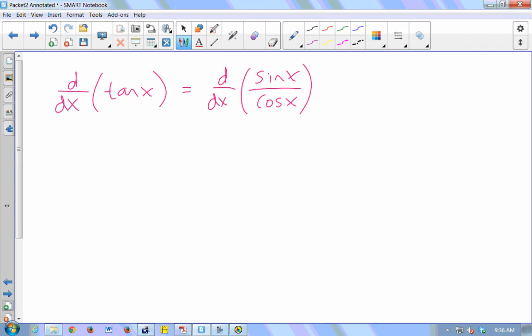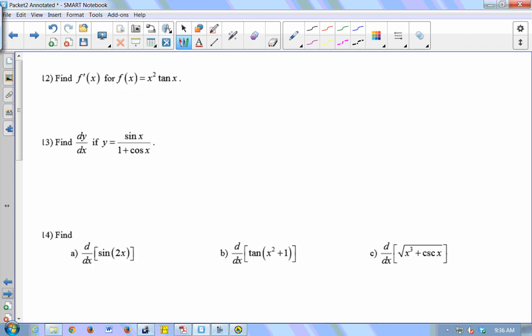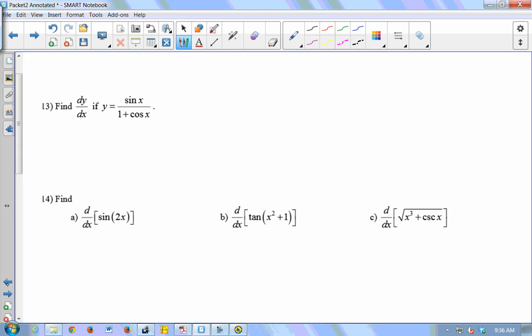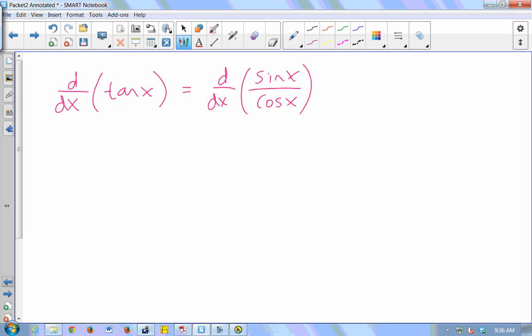Quotient rule. So how much class do we have left? We've got 15 minutes and a bunch of problems. Okay, I'll just do it then. I won't make you do it at your seats. Okay, so I'm going to apply the quotient rule to sine x over cosine x.